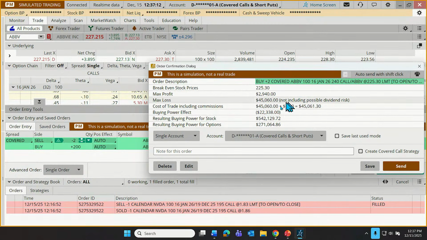But there is a commission to be paid on those contracts, and the net cost is going to be around $45,000. Now, obviously, that's where the affordability question comes into play for some traders, and this is where they might tweak the parameters of the example scan if they need to. If 300 bucks or 200 bucks is too high, dial that down. Okay, but let's click send. Let's see if we can get this thing filled.